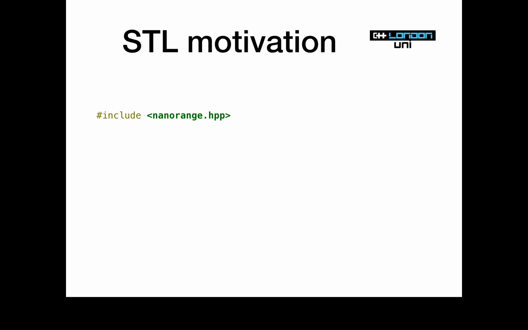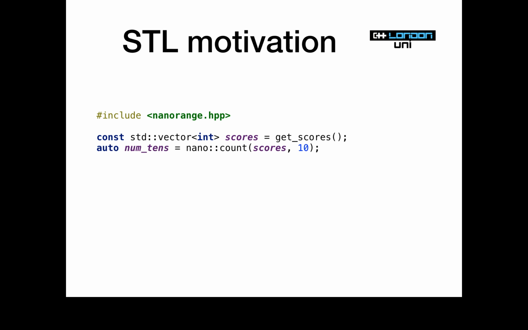So let's imagine some library like that exists. It's called this. So now we have our get scores. And we can do this. We can just initialize a number of 10s just by calling count in scores, the number of things in scores that are equal to 10.